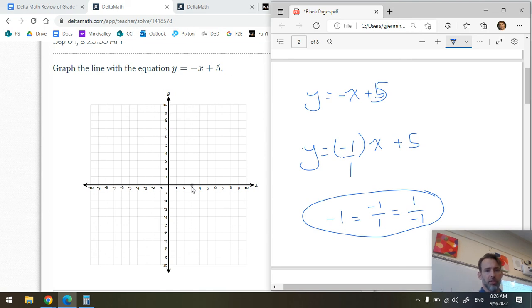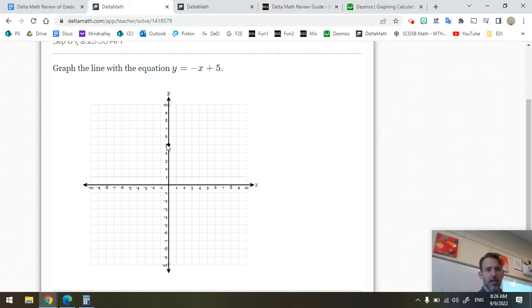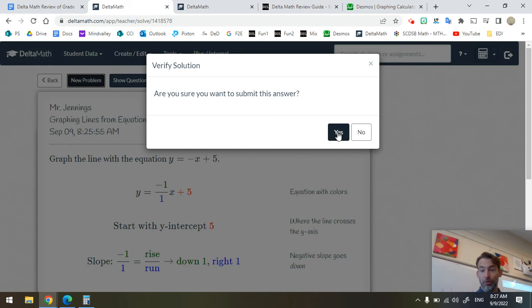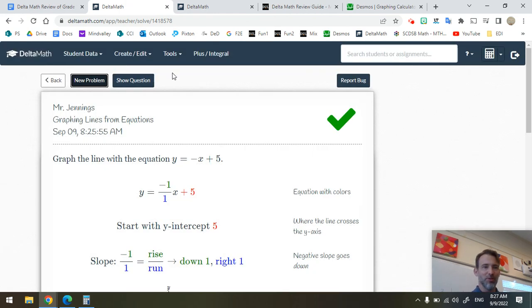So in this case, my y-intercept is 5. And if I run 1, I would rise -1. Or if I ran -1, I would rise 1. So all are correct. And this is how we would graph lines from y equals mx plus b form.